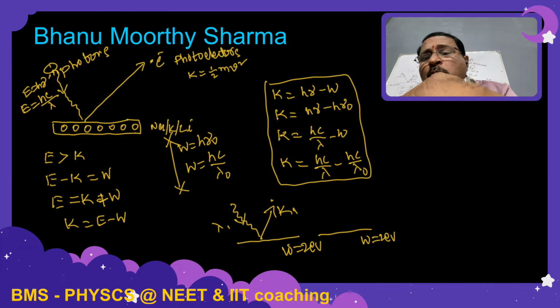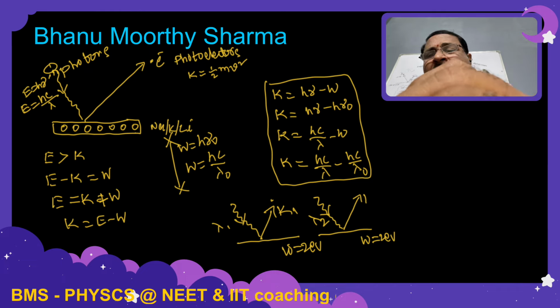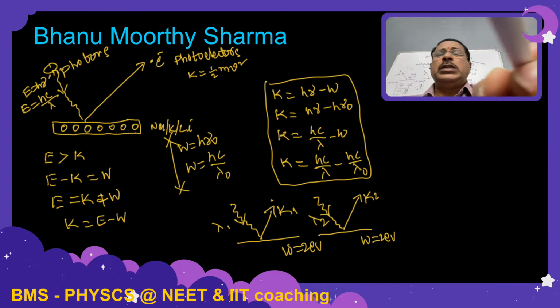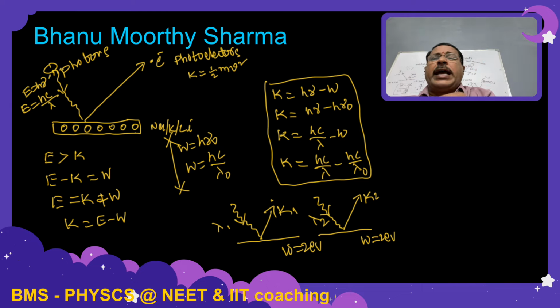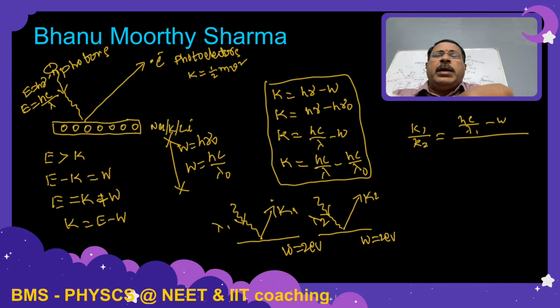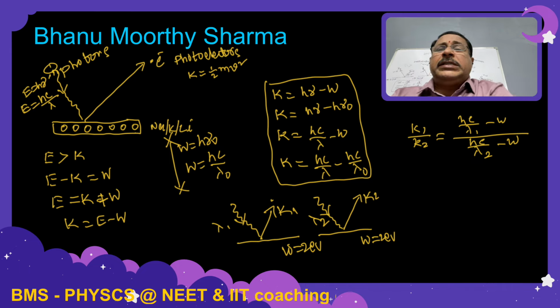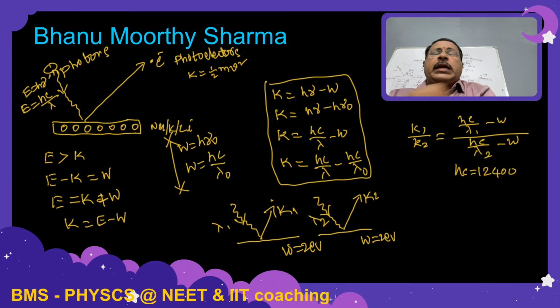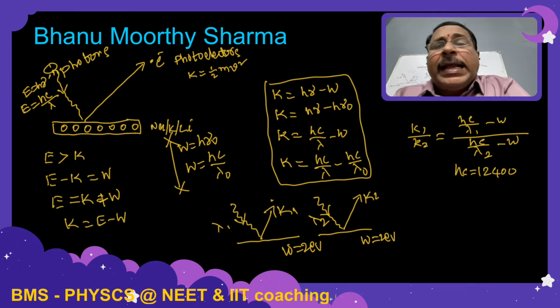Now, another monochromatic light of wavelength lambda 2 is falling on the same metal, and electrons are released with another kinetic energy K2. In the examination, they will ask what is the ratio of the kinetic energies in the two cases. So K1 by K2 I can write as hc by lambda 1 minus W, divided by hc by lambda 2 minus W, where the hc value 12,400 we can substitute, provided the wavelength is in angstrom.